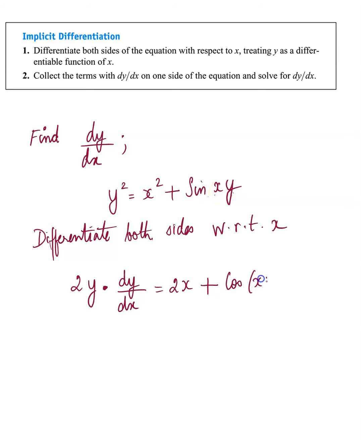So it's cosine xy times u prime v plus v prime u. Please watch closely there. It's quite important we understand that chain rule and the product rule happening there.